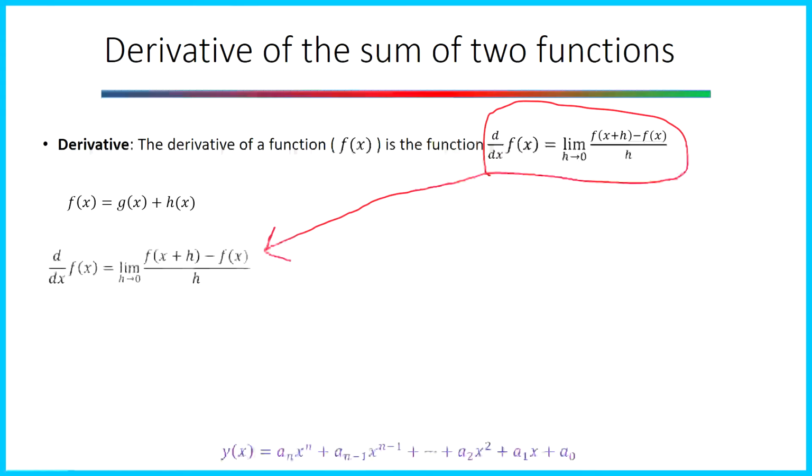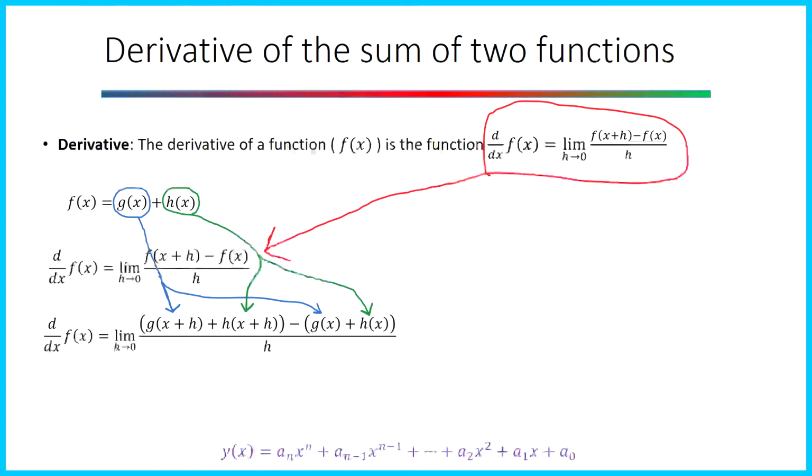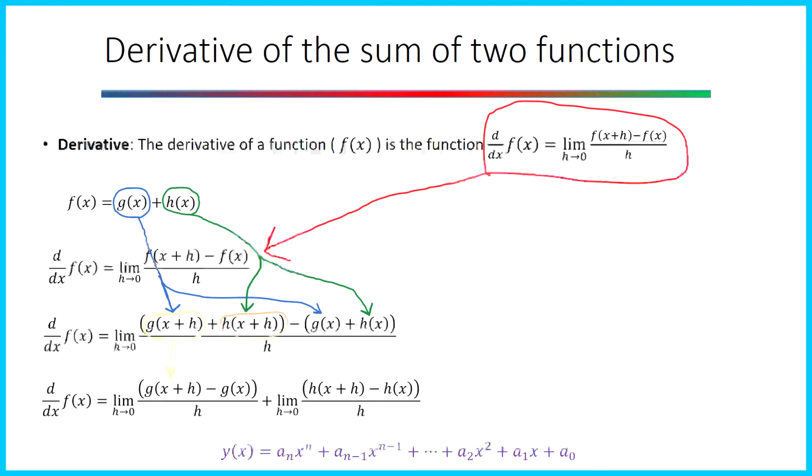When we actually plug in f of x into this limit equation, we find the derivative of f of x is equal to the limit as h approaches 0 of [g of x plus h, plus h of x plus h, minus g of x plus h of x], all divided by h. And we can actually pretty easily rearrange this equation to find that the derivative is equal to the limit as h approaches 0 of [g of x plus h minus g of x] divided by h, plus the limit as h approaches 0 of [h of x plus h minus h of x] divided by h.